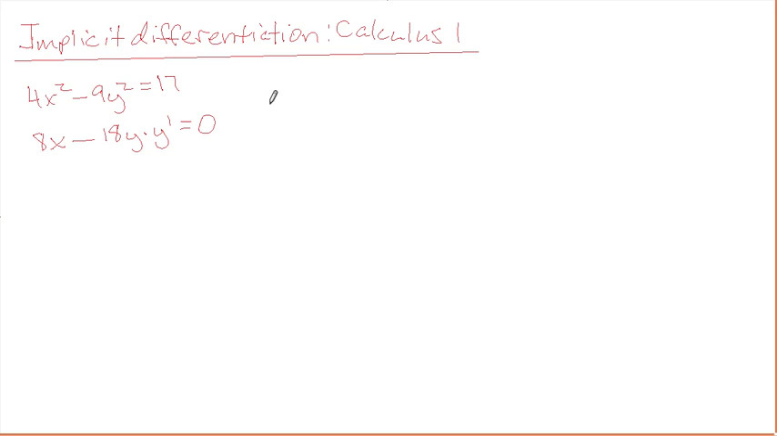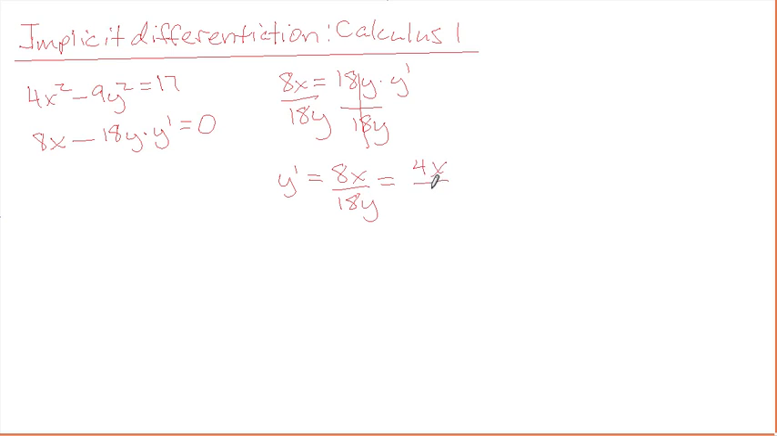So now we want to solve for y prime. So what we're going to do is we're just going to add this 18y, y prime to the other side. So we have 18y times y prime. And then we just divide each side by 18y. So now we have y prime equals 8x over 18y. And if we simplify this a bit, then we get 4x over 9y. And this will be your answer.